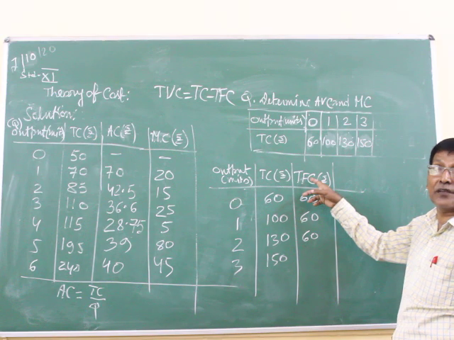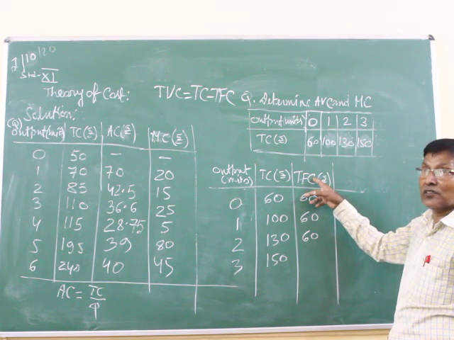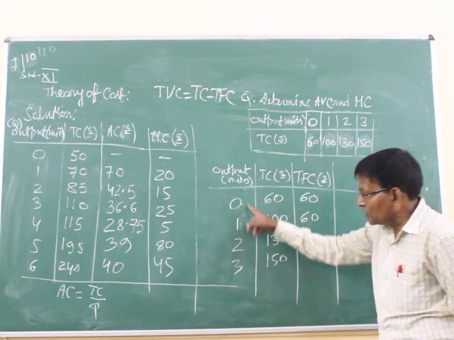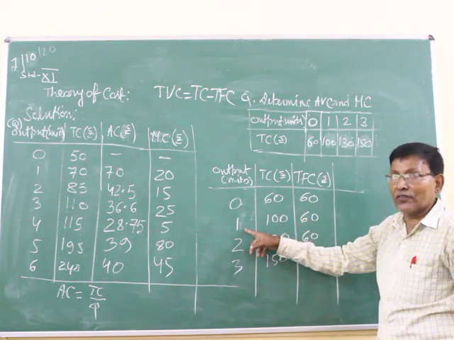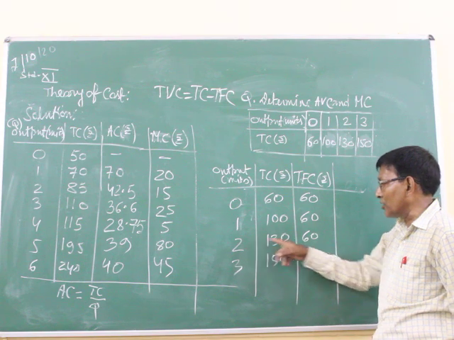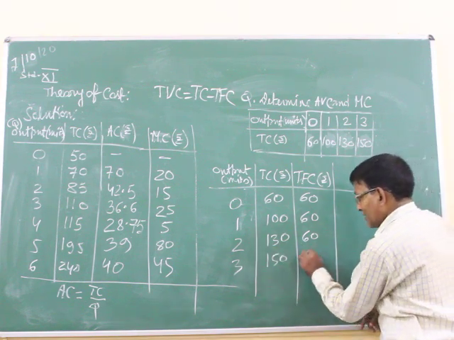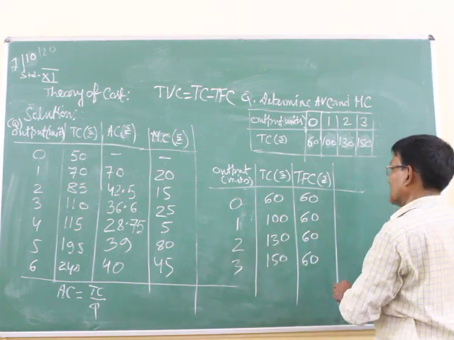What is the full form of TFC? It is total fixed cost. Fixed cost will not vary with the level of output. At zero level of output, it will be 60. At one level of output, it will be 60. At two levels of output, it is 60. And at three levels of output, it will be 60.